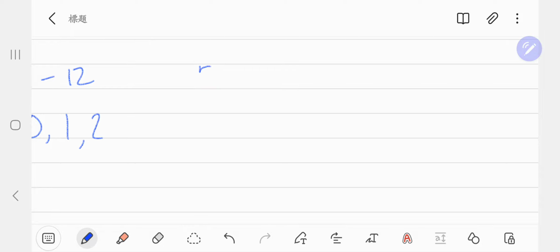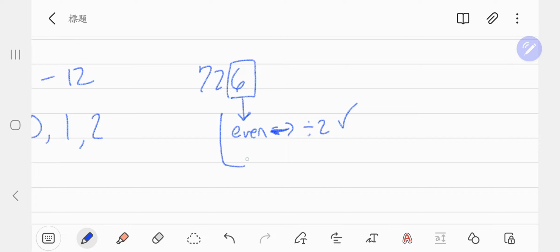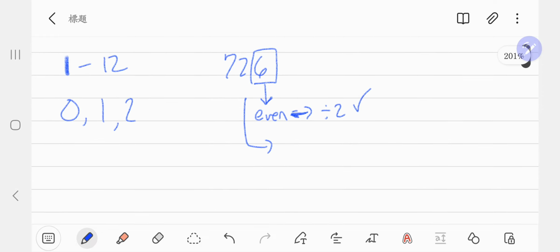You take any number in the world you want, like 726. You look at the last number. If it's even, then you can divide by 2. So that's a pretty easy rule to follow. However, I'm going to give a slightly different rule too, and this is important because it's going to build a pattern for a lot of the stuff we're about to talk about.